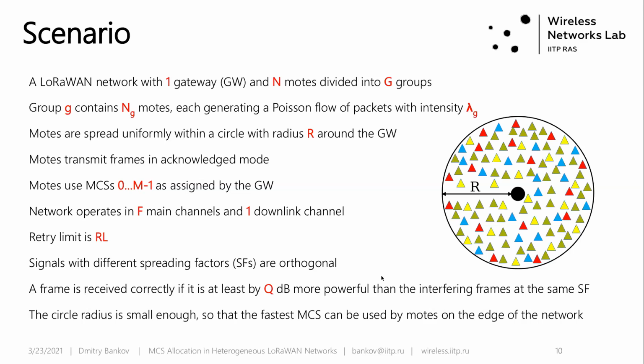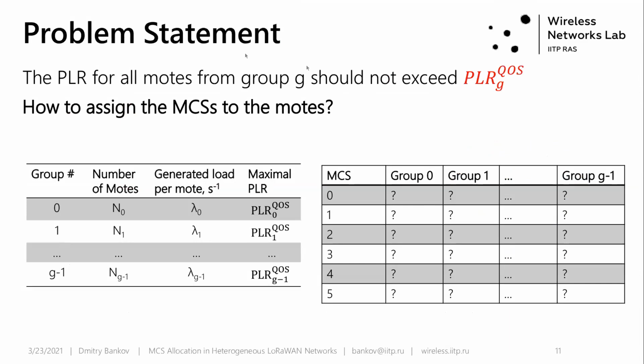So given this input data, we have a requirement that the packet loss ratio for all nodes from group G should not exceed the PLR QoS G. So for every group of nodes, we have some specific requirement on packet loss ratio. The question is, given the number of groups, the number of nodes in each group, the load generated by nodes from different groups, and the PLR requirements, how should we assign the modulation and coding schemes to the nodes from different groups in order to provide the PLR less than the required values? So how do we satisfy the quality of service requirements?